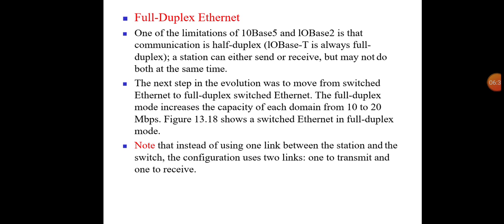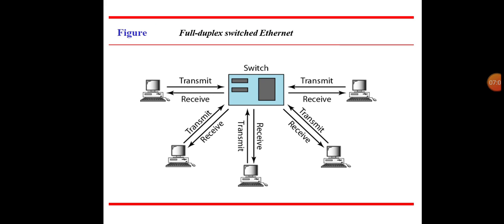And full duplex Ethernet. One of the limitations of 10Base5 and 10Base2 is that communication is half duplex. A station can either send or receive, but may not do both at the same time. The next step in the evolution was to move from switched Ethernet to full duplex switched Ethernet. Full duplex increases the capacity of each domain from 10 to 20 megabits per second. Figure 13.18 shows a switched Ethernet in full duplex mode. This is a full duplex switched Ethernet.